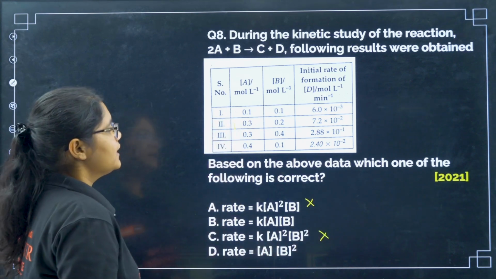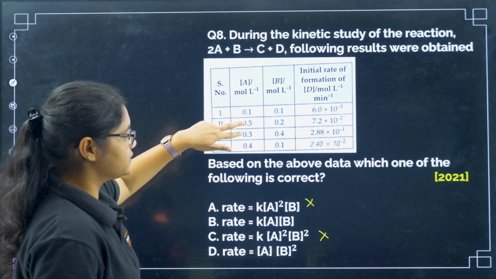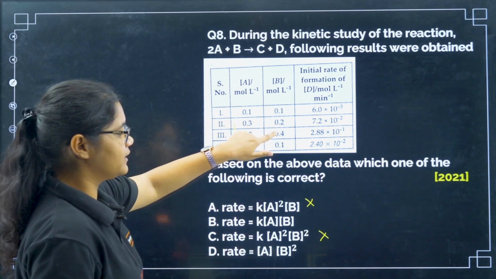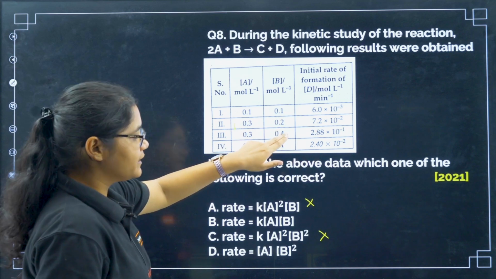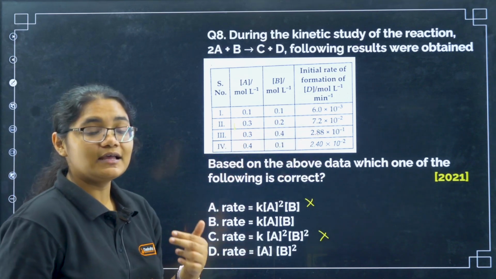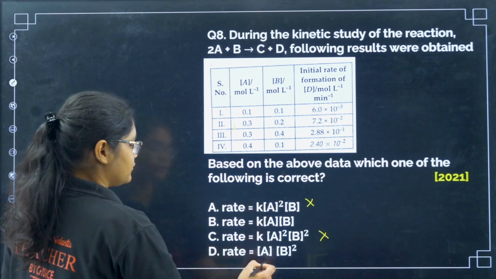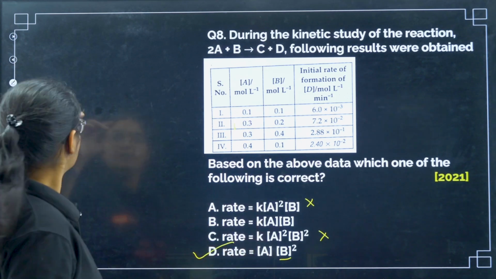Next, coming to B. If I want to calculate with respect to B, A should be constant. This one should be constant. Here you can see that you are doubling the concentration and the rate is becoming 4 times, right? You are doubling the concentration, the rate is becoming 4 times. That means what is it? Second order reaction. So with respect to B, it is second order. So option number D here.